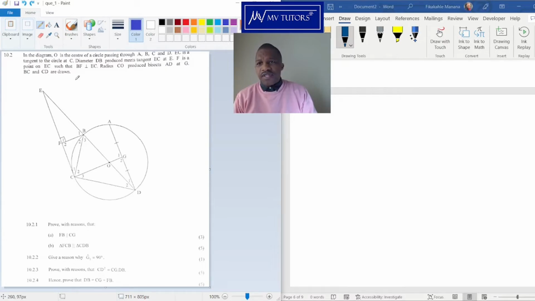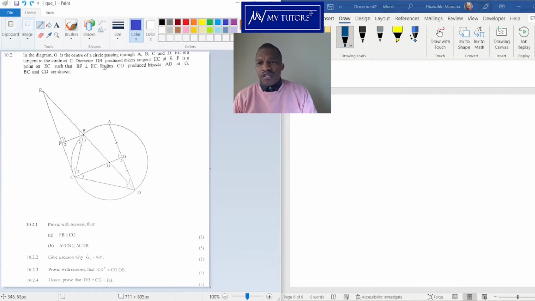Okay, F is a point on EC such that BF is perpendicular to EC. So where's BF? BF is there, it's perpendicular to EC. Okay, I see. That's 90 degrees there. That means it's also 90 degrees over there. That's what that statement is telling us.